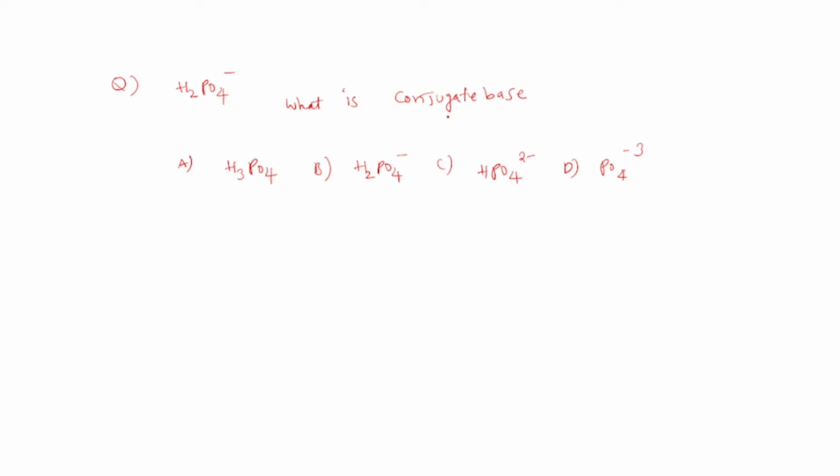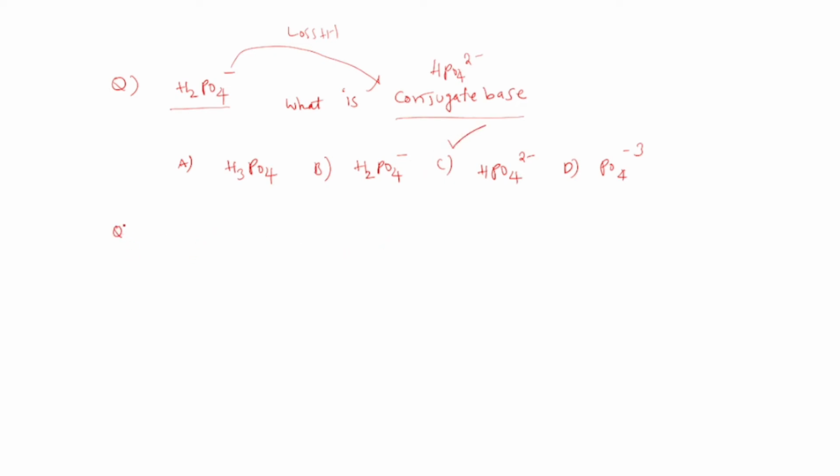So they are asking for the conjugate base, which means H2PO4 minus should act as an acid. After loss of H plus, one H is reduced and it forms HPO4 2 minus. So the option is this one.